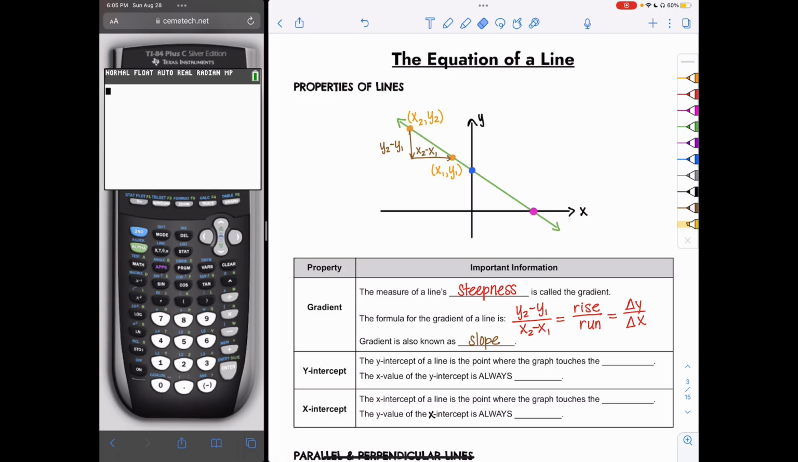So the next property that we're going to look at is the y-intercept. The y-intercept of a line is the point where the graph touches the y-axis, and the x value of the y-intercept is always 0. If I were to denote the y-intercept on the graph above, it will be denoted as (0, y). The x-intercept is just like the y-intercept, but in reverse. The x-intercept is the point where the graph touches the x-axis, and the y value of an x-intercept is always 0. If I were to label that pink point on the graph, which is the x-intercept, I will label it as (x, 0).